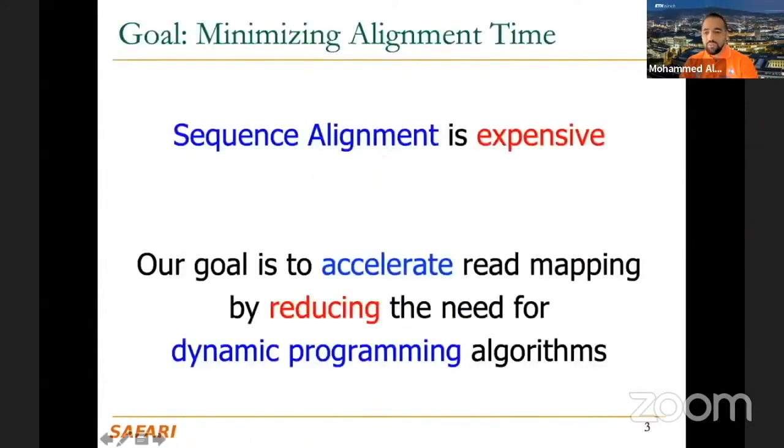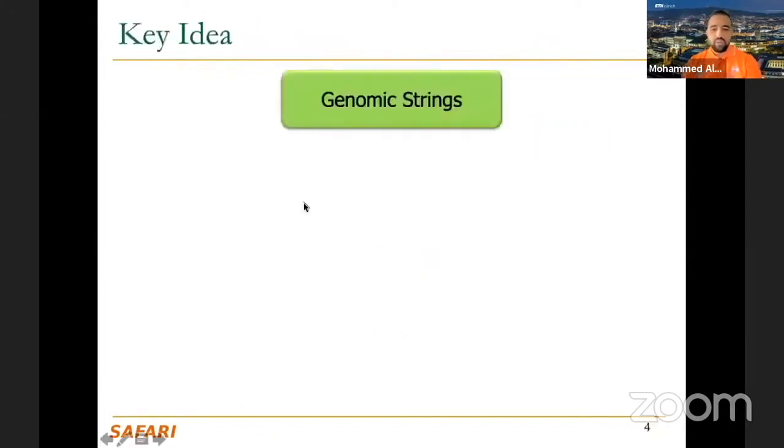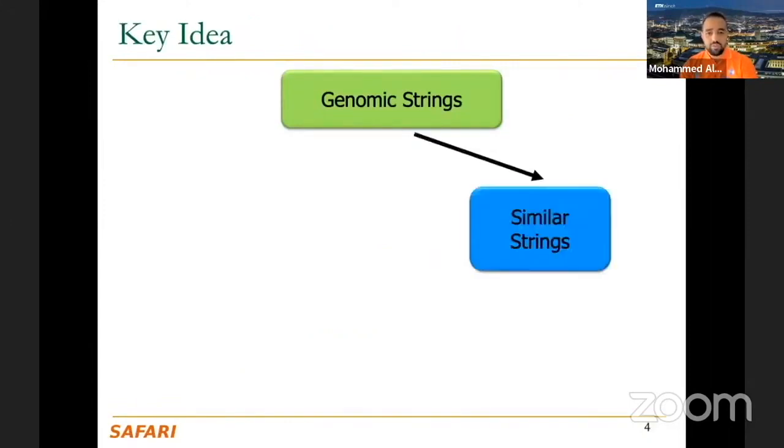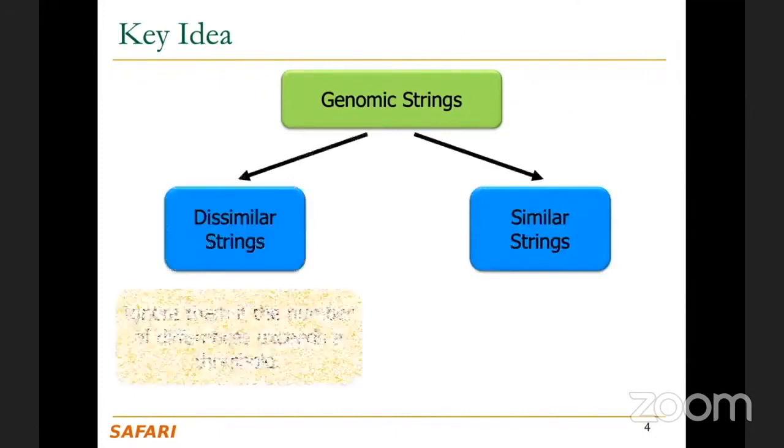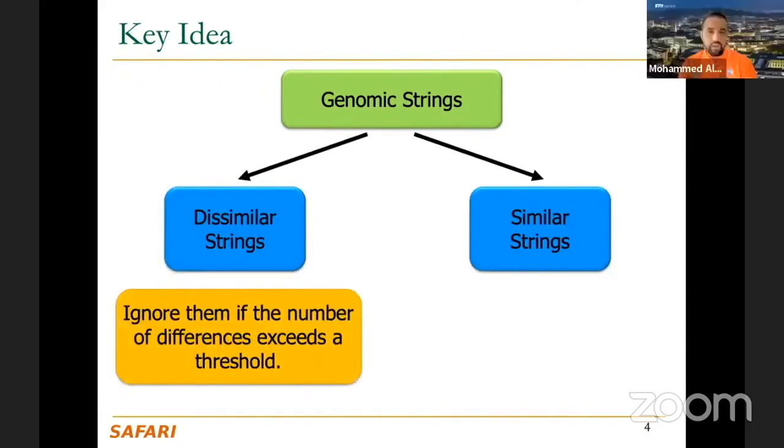So remember from the previous 3 lectures that sequence alignment is still expensive, even until today. So our goal is to accelerate read mapping by reducing the need for dynamic programming algorithms. What does that mean? We first want to make the observation that genomic sequences are either similar to each other or dissimilar to each other. And if they are dissimilar, they are probably not interesting to us.